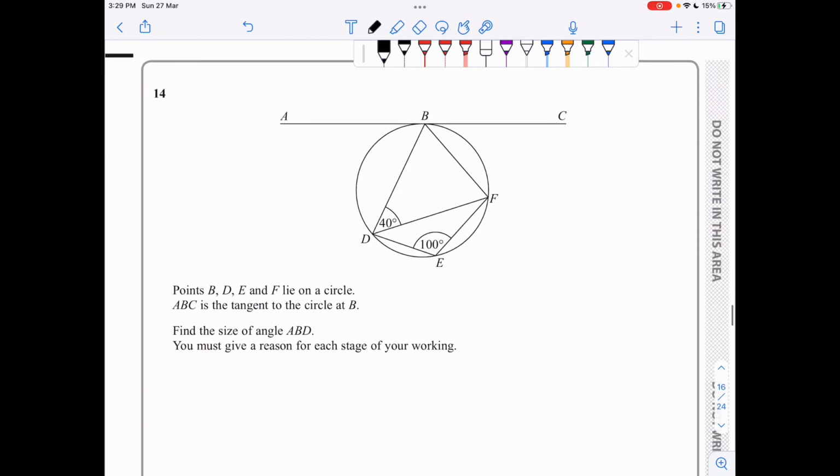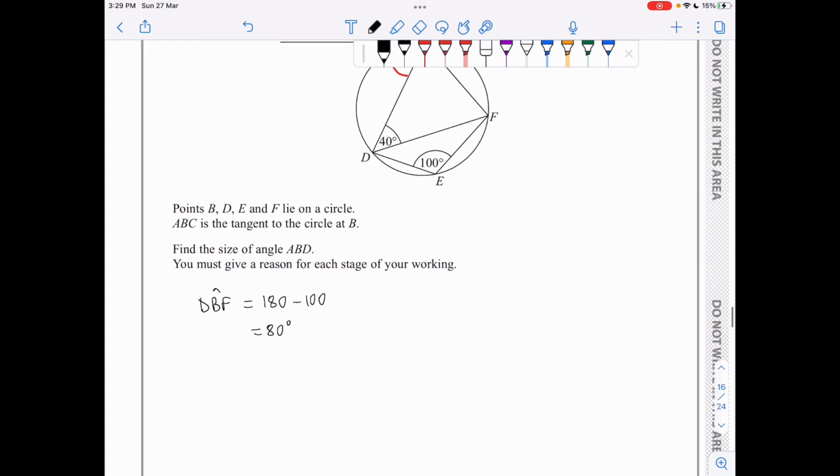Question 14, we've got a circle and the points B, D, E, and F lying on the circle, and then the line ABC is a tangent. We're being asked to find the size of the angle ABD, which is the angle here. I start by observing that I'm dealing with a cyclic quadrilateral, so I can immediately say that DBF is 180 minus 100, which is 80 degrees. The reason is that opposite angles of a cyclic quadrilateral add up to 180 degrees. I've been asked to give reasons.